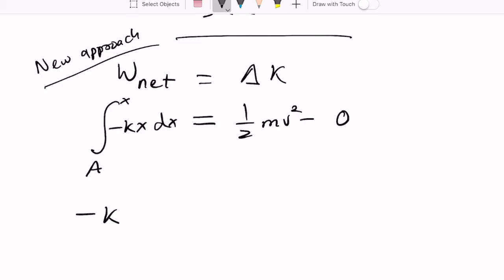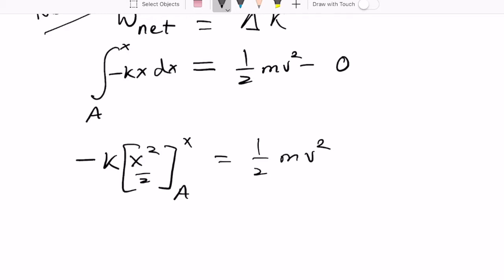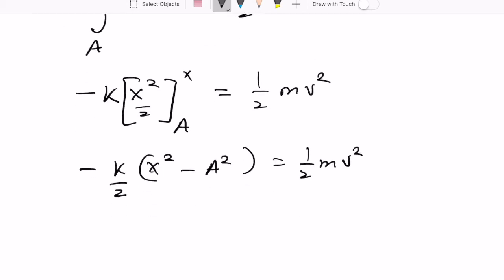So let's go ahead and do this integral. You can pull out the minus k, which is a constant. The integral of x is x squared divided by 2, and you would plug in the limits a and x, and that is going to be equal to half mv squared. So it looks like we are pretty much done with this problem. We just need to work out the left-hand side and then isolate the v, and we are done. So the left-hand side would be minus k over 2, x squared minus a squared, is equal to half mv squared.